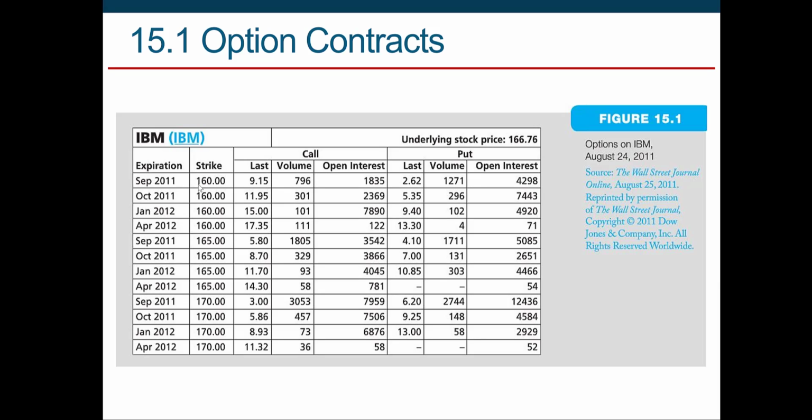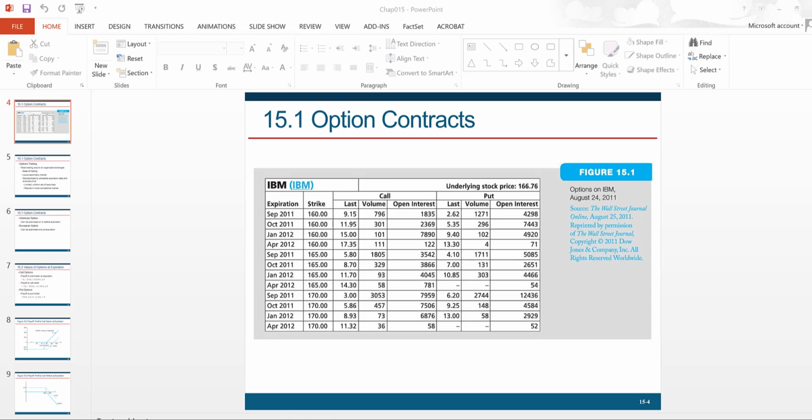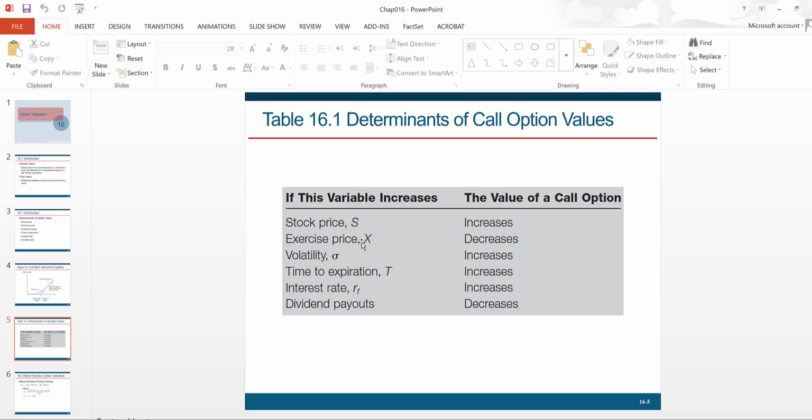And in this case also, the intuition is pretty straightforward. Call option gives you the right to buy the underlying stock at the exercise price, right? You have the right to buy at 160 here, you have the right to buy at 165 here, and so on. The right to buy at a lower price should be more valuable, or more expensive. So the right to buy at 160 should cost more than the right to buy at 165. So there's an inverse relationship between the exercise price and the price of the call option.